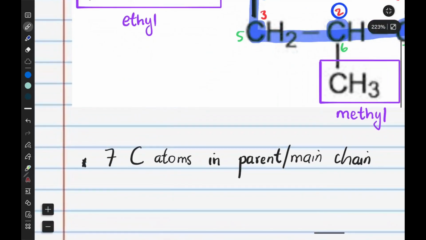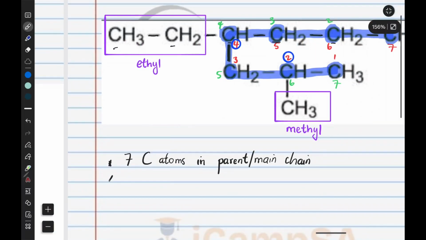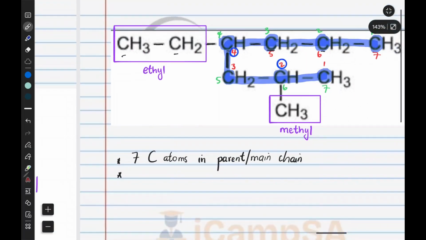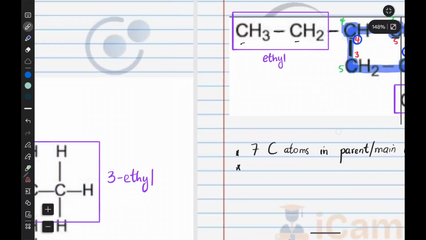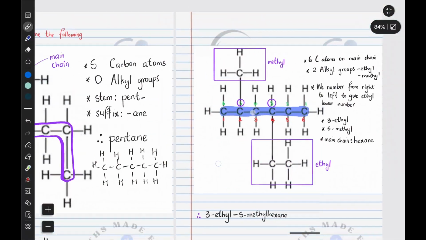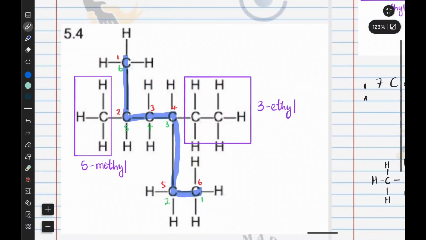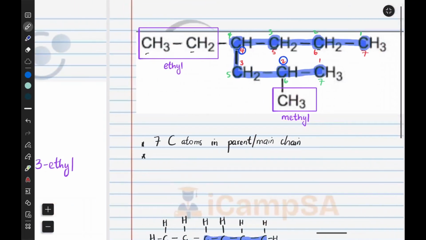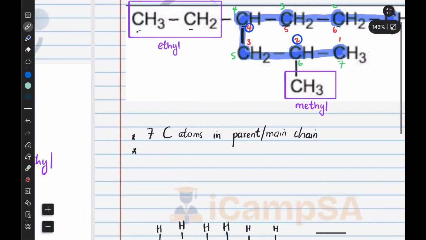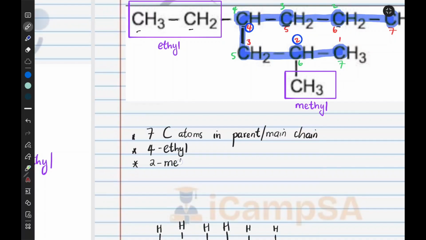Right, and then what else? We have 2 alkyl groups. I will list them as they are. We will get 4 ethyl, and then we have 2 methyl.